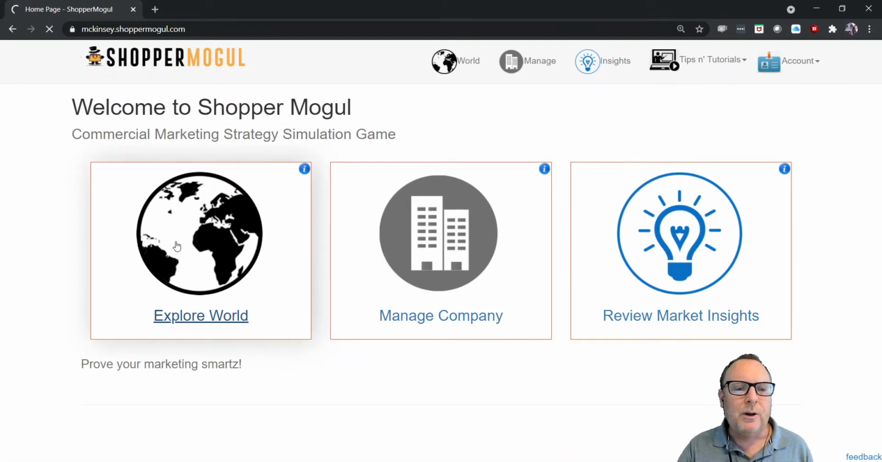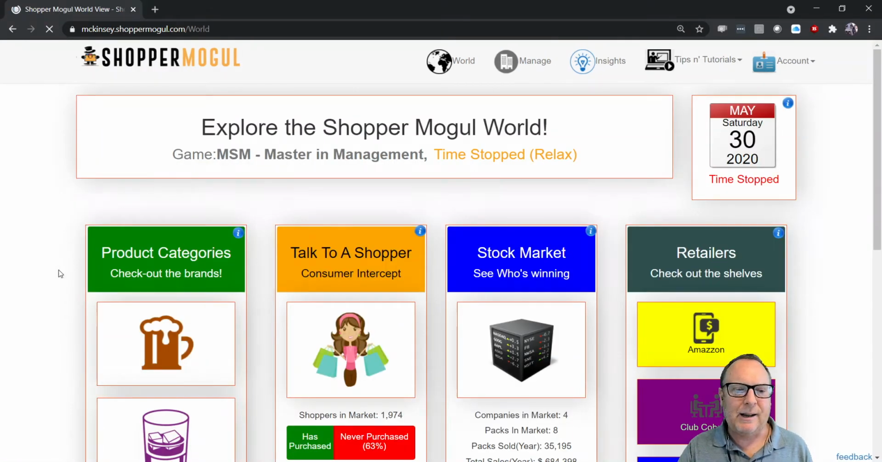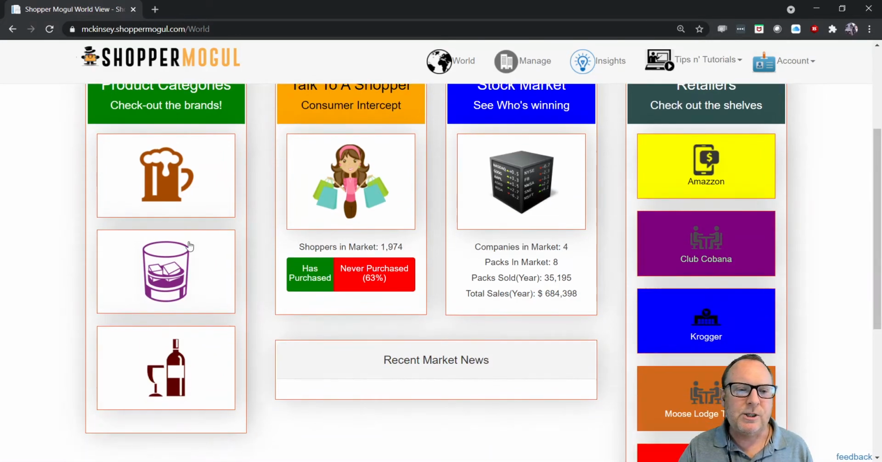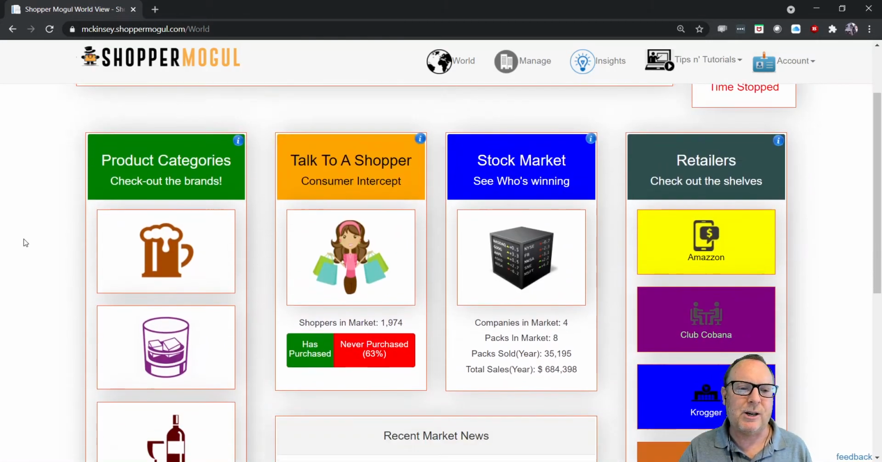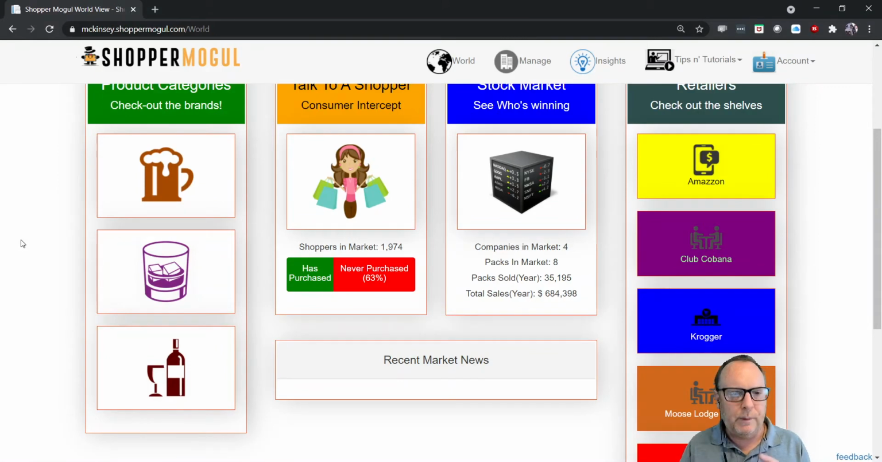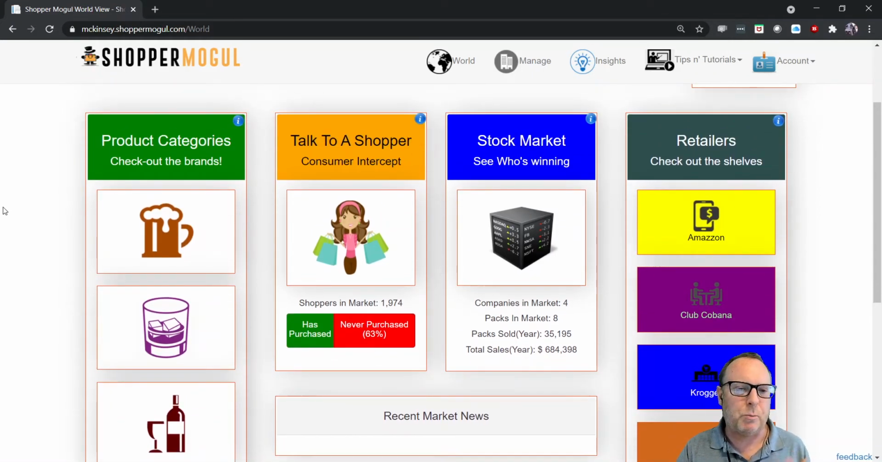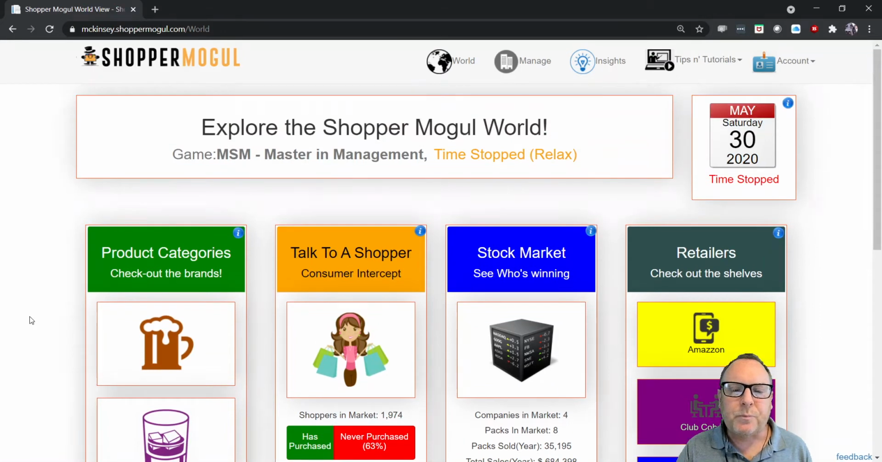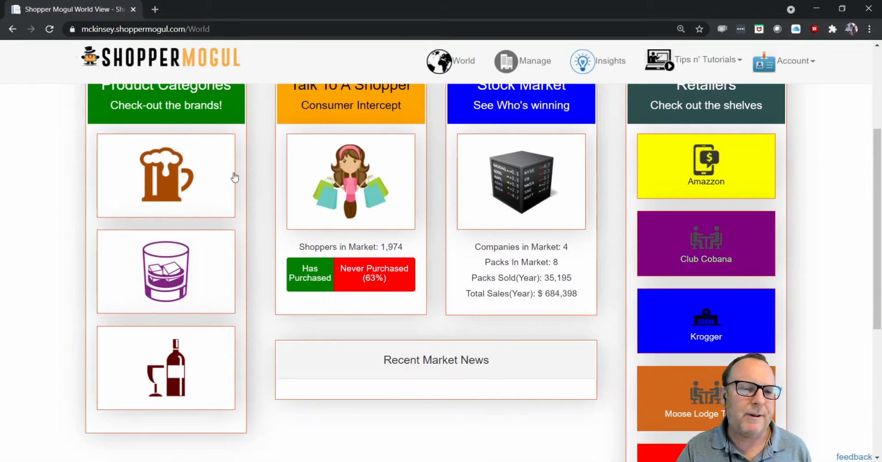So, if we first of all navigate to the Explore World page, now the game that you've been allocated to, you can see on the left what categories are available to compete in. So you're operating a company in an alcoholic beverage environment, and there are 3 different categories that you may choose to launch brands in. So we've got the beer market, the spirits market, and the wine market. So let's click on one of them.